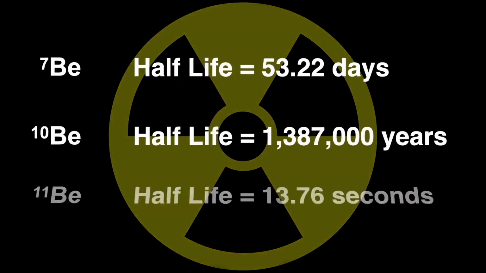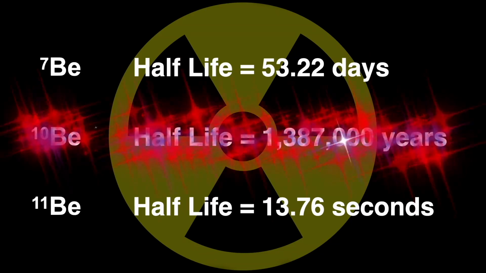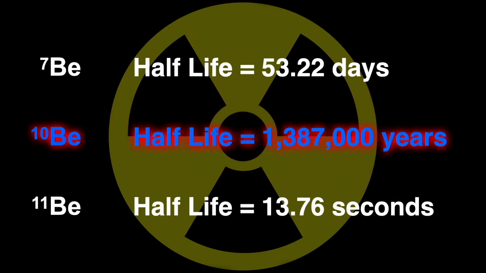Most of the radioactive isotopes of beryllium are very short-lived. These are the 3 longest-lived ones with half-lives over 1 second. More on half-life in the next slide. The longest-lived is beryllium-10 with a half-life of about 1.4 million years.